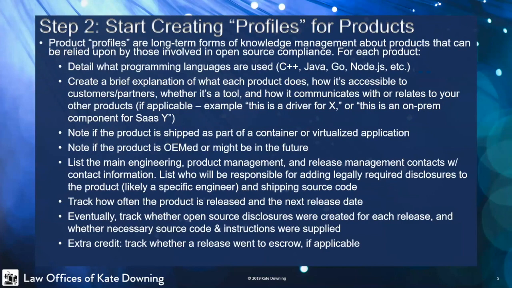And long term, as you're tracking these product profiles, you also want to track how you're doing with them, right? So did you actually create an open source profile or an open source disclosure for version 3.0? Did you provide source code for 3.0? Did you provide any necessary build instructions and things like that? Depending on what product you have and what sort of obligations you have, this is also a good place to check whether or not you submitted the product to escrow, if you have escrow requirements to anybody. So these are things that you want to track on an ongoing basis.